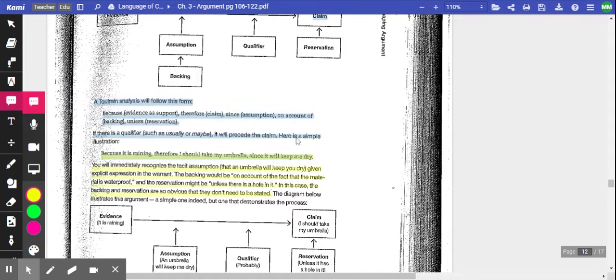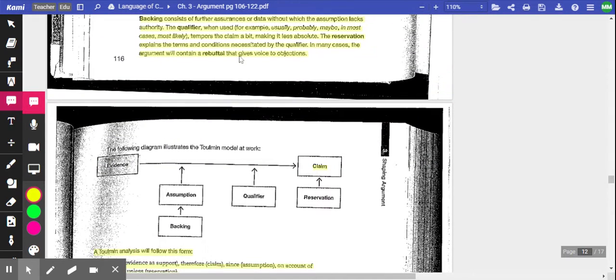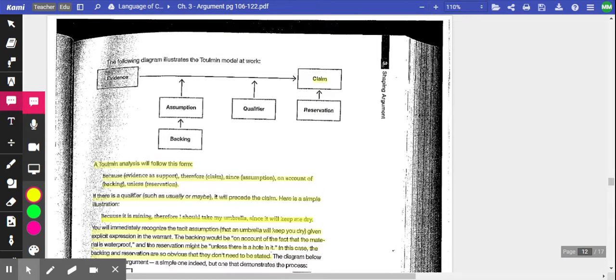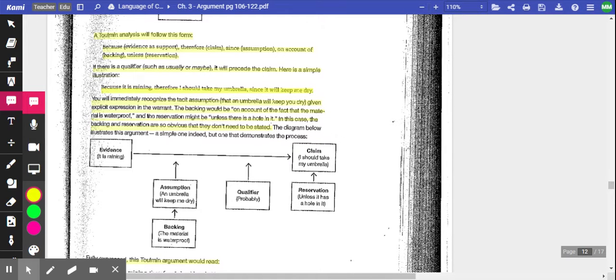So some of the examples they give here is a Toulmin analysis will typically follow this form: because, evidence as support; therefore, just the claim; since, and here's the assumption, aka the warrant; on account of, and that's the backing, the evidence that backs up the assumption; unless, and then here's the reservation. As we can see here, sometimes it gives rise to the idea that only in certain circumstances is your claim true. So they give this example here and a whole diagram. Hopefully you read through this.